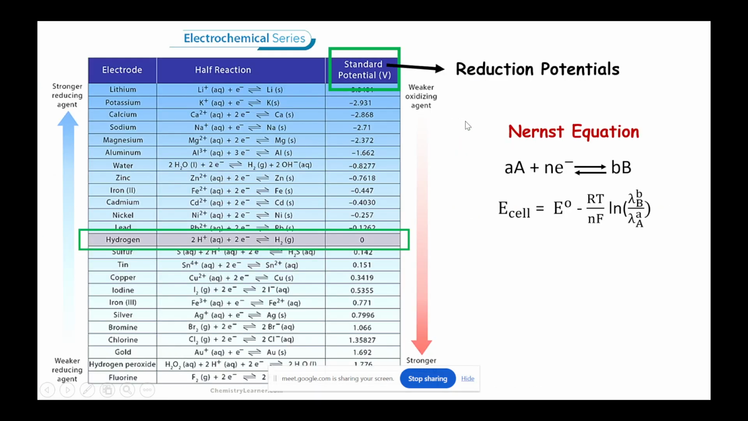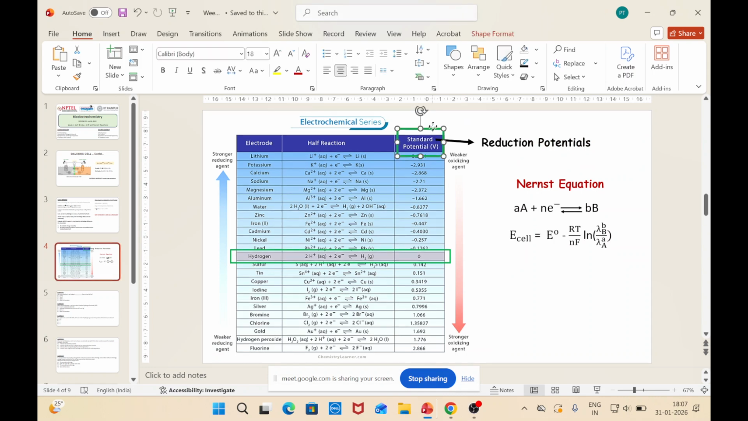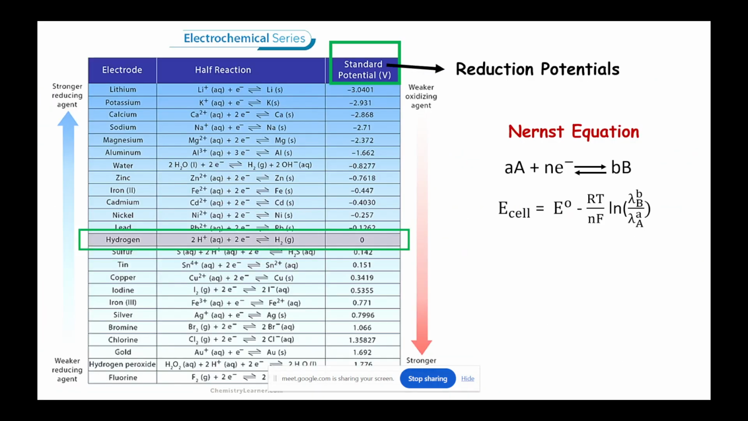You have a series of elements starting from lithium, potassium, calcium, sodium, magnesium till fluorine, and on the right hand side you have the standard potential V. So for lithium it will be -3, and for potassium it is -2. And remember, all these are standard reduction potential values.